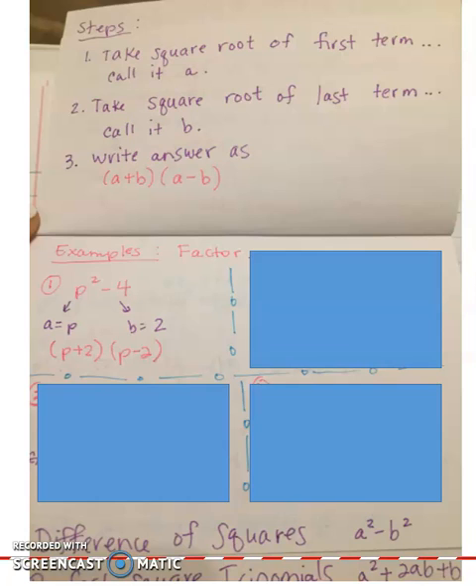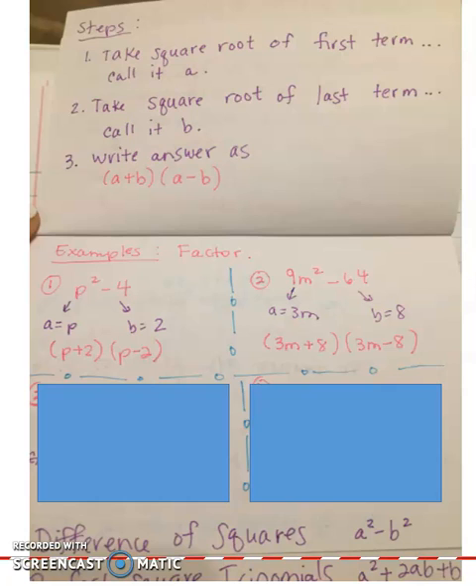Your answer is written as a plus b in parentheses times a minus b in parentheses. So when you write that for this particular problem, your answer is p plus 2 times p minus 2. And that's how you would factor p squared minus 4. You should still check your answer by foiling this back out using FOIL. p times p is p squared. Your inner is positive 2p, your outer is negative 2p, and your last is negative 4. You'll notice a positive 2p and a negative 2p will cancel out, leaving you with p squared minus 4, so you know you have the right answer.